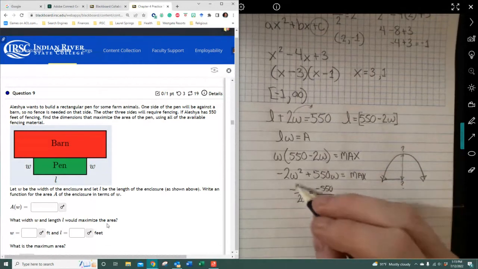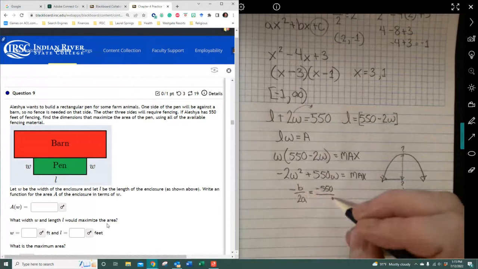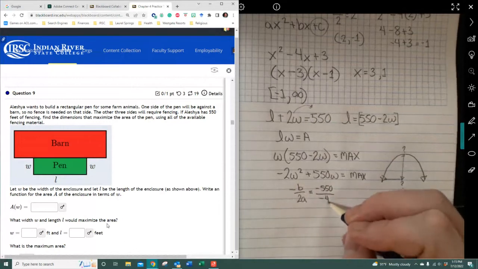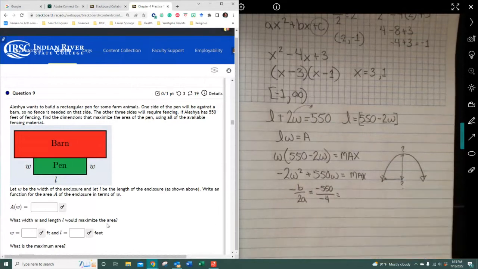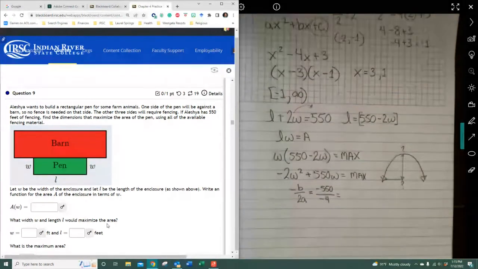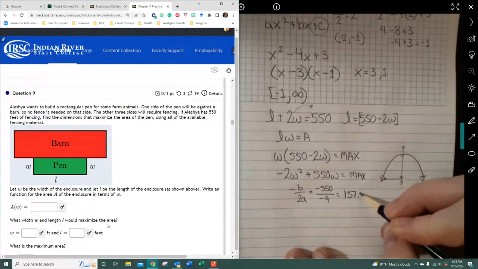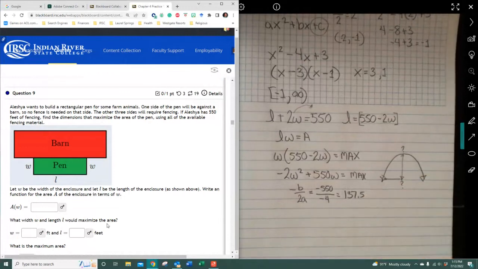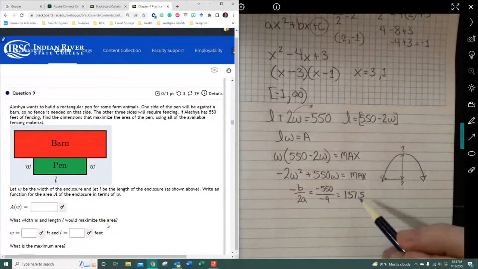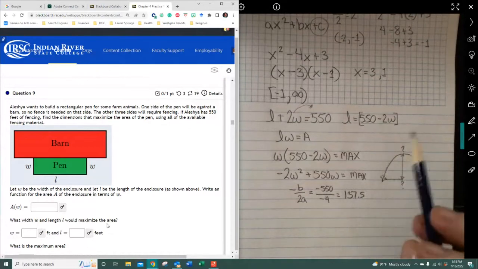All right. And then 2 times -2 is -4. And then 550 divided by 4 equals 137.5. Now that is the W value. Okay, so that's the W value.